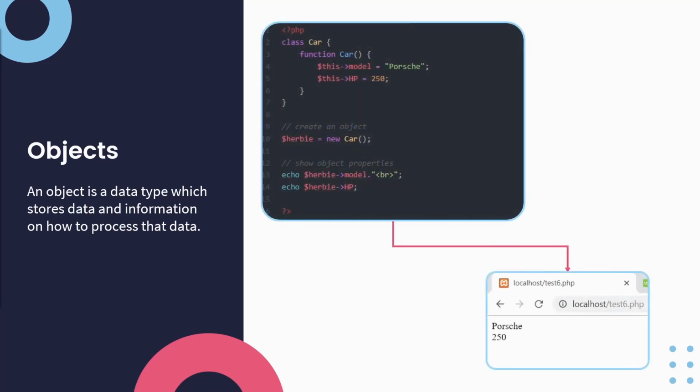Now, one thing to note about objects is that the best way to think about objects is that this over here is the blueprint of an object. So we call the class keyword, then we create a class of car, which is this object, and then we have a function inside of this class. And we essentially just assign it a model and horsepower HP. These are the properties of the specific object.